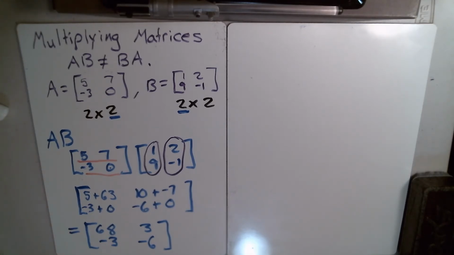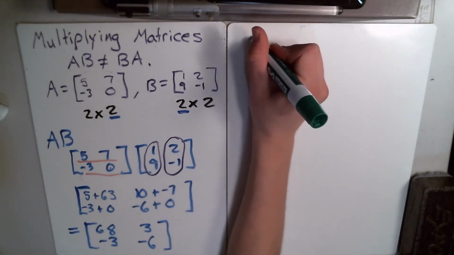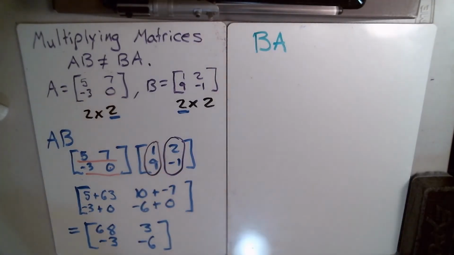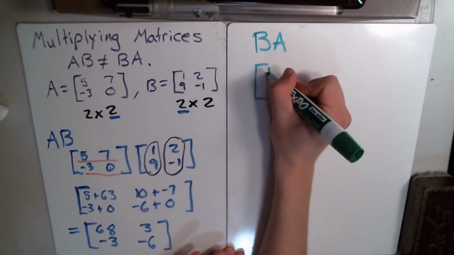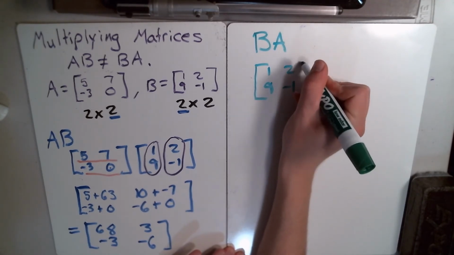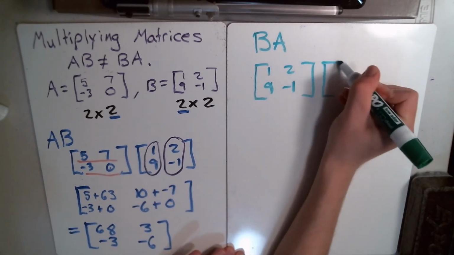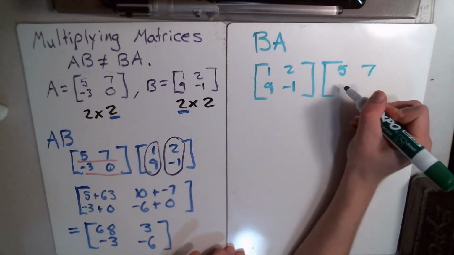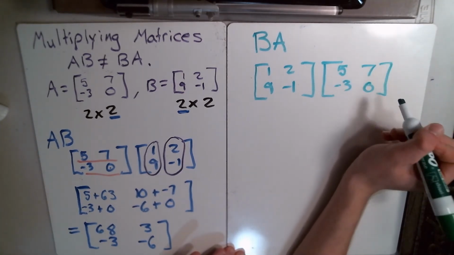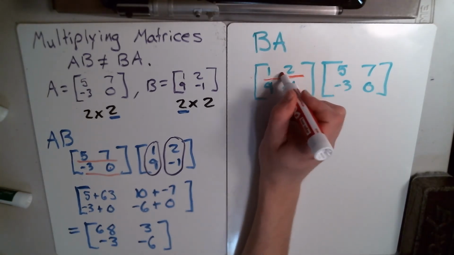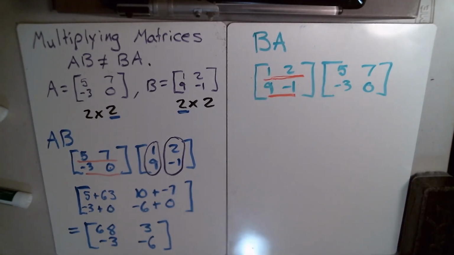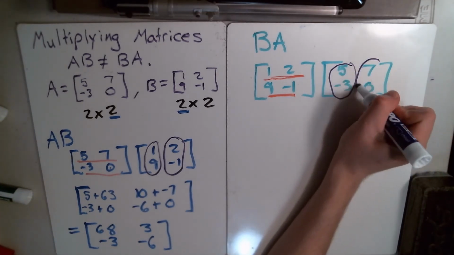Let's switch colors and do BA. Okay, so BA, we're going to put B first. So 1, 2, 9, -1. And A is 5, 7, -3, and 0. Okay, so that's B times A. Remember how we do this: we take rows of this matrix and times it by columns of the other matrix.